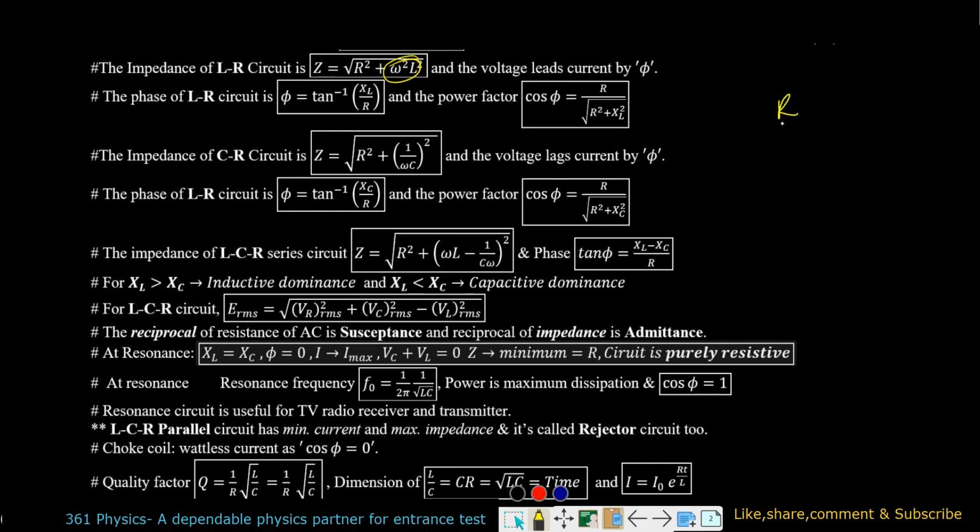We know that R by XL is going to be tan inverse of this, this is going to be your phase difference. Okay, so from the phase diagram we know, I will give you a general idea.